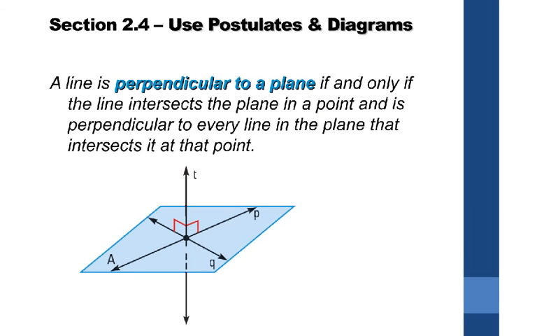Let's go on to the next slide. Okay, so here's another definition. A line is perpendicular to a plane if and only if the line intersects the plane in a point and is perpendicular to every line in the plane that intersects it at that point. So, the line intersecting the plane must be perpendicular to that plane and all the lines within it. Okay, that's a pretty straightforward definition.